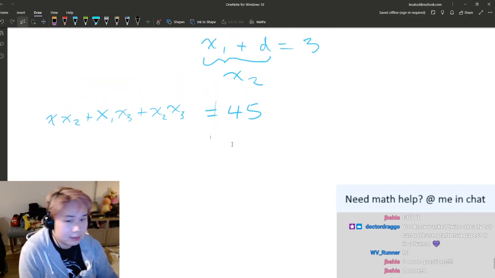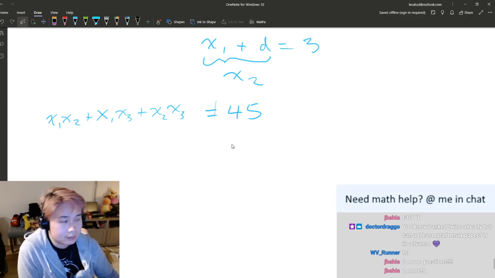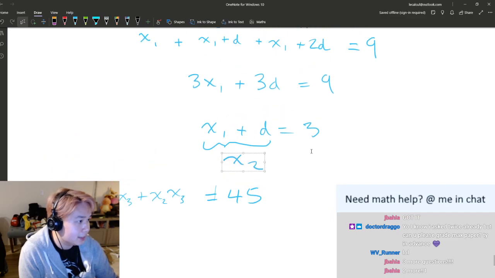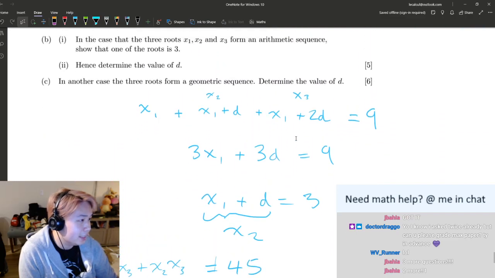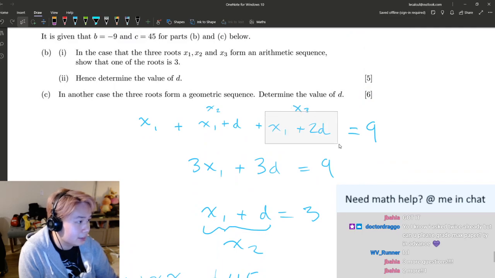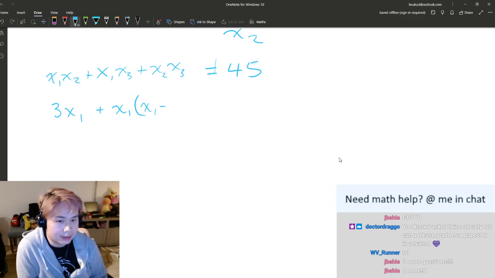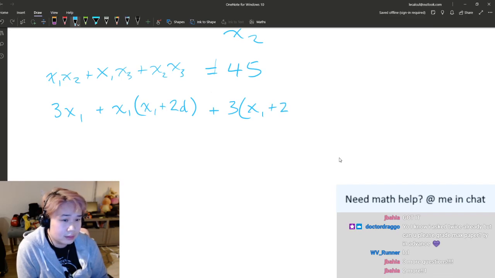But anyways, we are going to do some substitution in here. First off, I know that x2 is 3. And I also know that x3 is x1 plus 2d. So this becomes 3x1. This becomes x1 times x1 plus 2d. And this is 3 times x1 plus 2d.